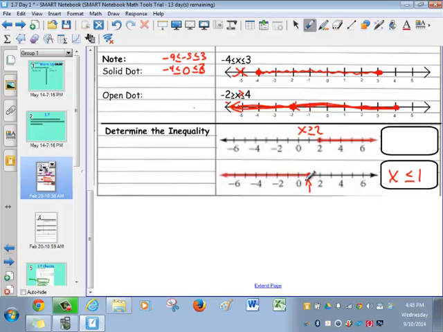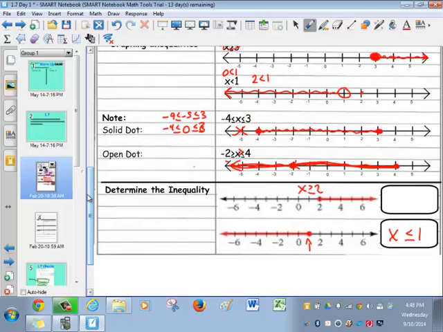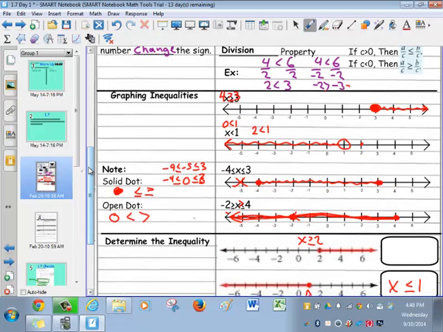It's a closed dot. Now I just want to make a note. Solid dots, right? Solid dots like this. You're going to use those when you have less than or equal to or greater than or equal to. Open dots are when you see something like that. Okay? So that is how you can graph these types of inequalities.